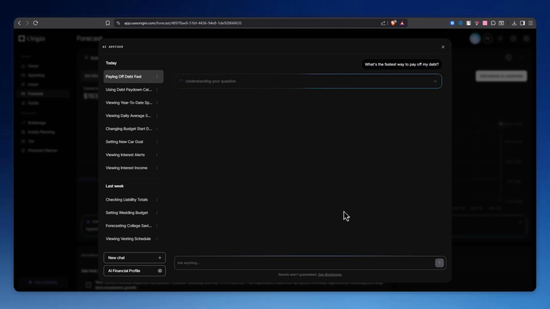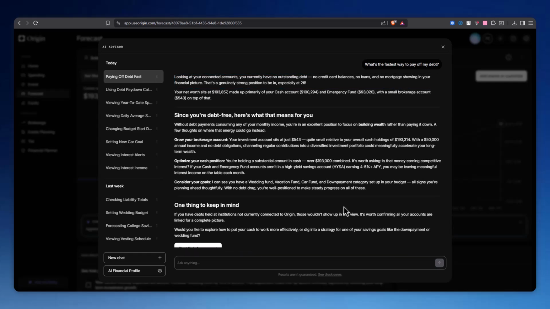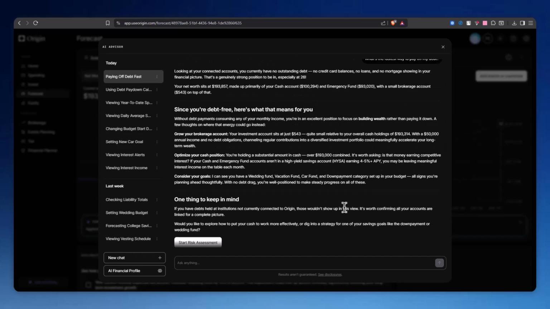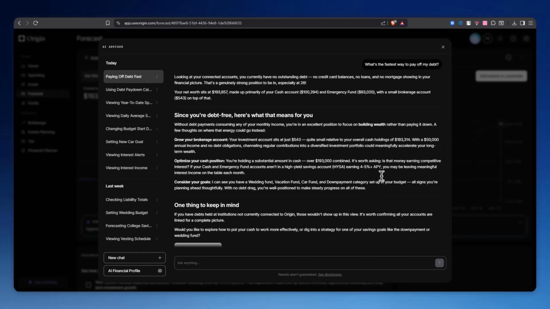Once you send your question, the AI advisor analyzes your connected debt accounts, current balances, and interest rates. It will then calculate estimated payoff timelines, compare repayment methods, and show how much money or interest you can save by changing your monthly payment amount.